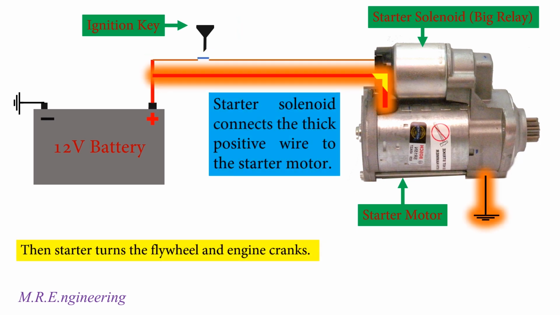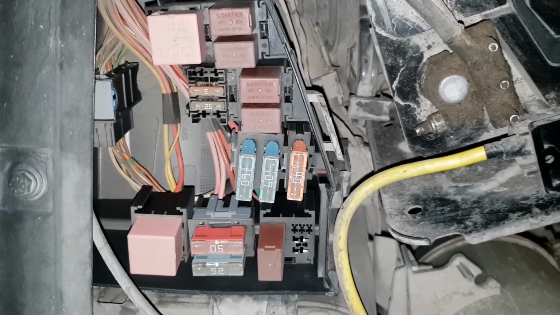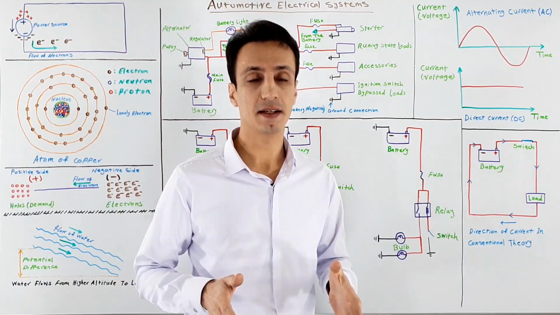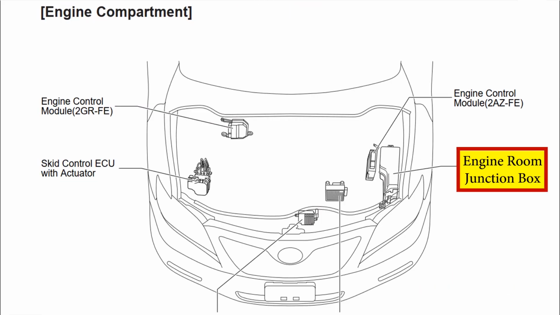But most of the relays are compacted with the fuses in a few junction or power distribution boxes for the sake of simplicity and saving wiring. These boxes are located inside the cabin, under the dash, or in the trunk, or under the hood next to the battery, or maybe other places on the vehicle.